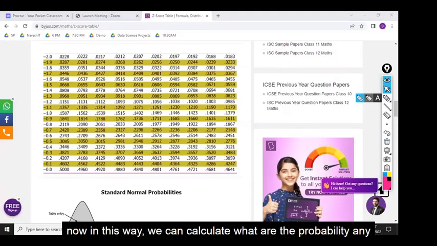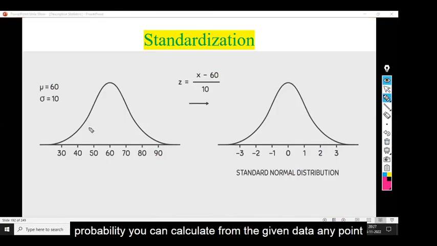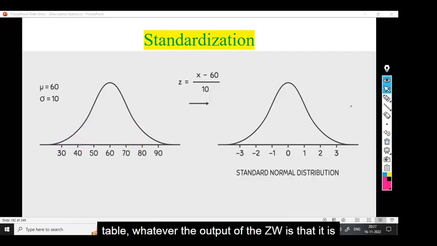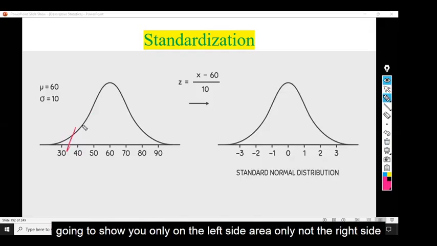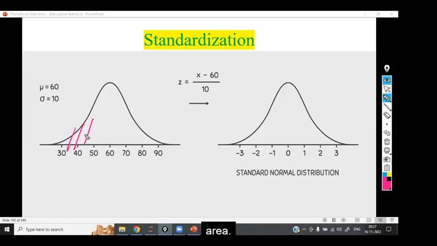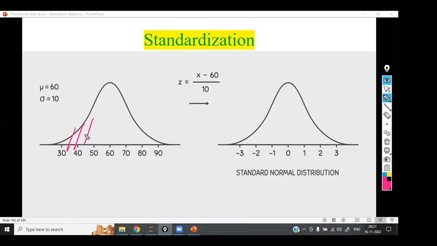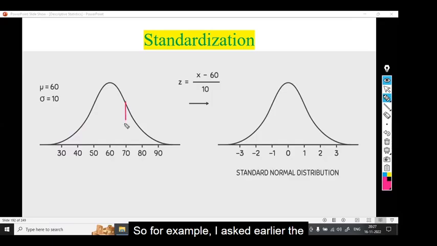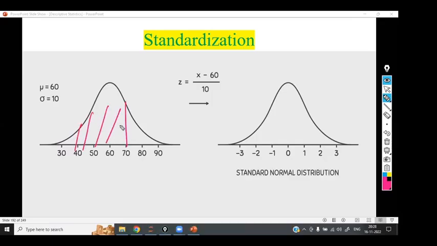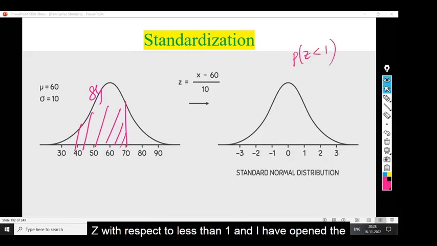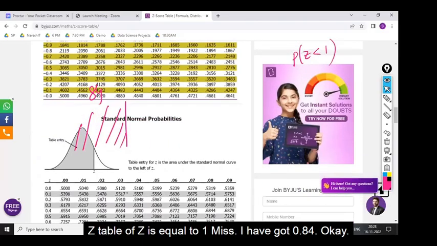In this way, we can calculate whatever the probability, any probability from the given data, any point, any location. But remember, whatever the output of the Z table is, it is always going to show you the left side area only, not the right side area. If you want the right side area, you have to do 1 minus. For example, I asked earlier the question, what is the area on this side? You told me the answer as 84. I checked in the Z table, Z with respect to less than 1, and for Z equal to 1 I got 0.84.